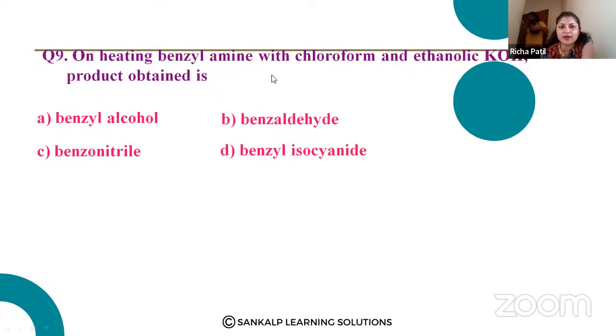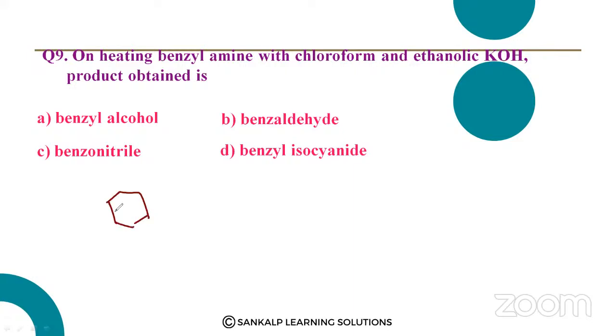On heating benzylamine with chloroform and ethanoic KOH, what is the product obtained? I'll write the reaction. Benzylamine is C6H5CH2NH2, right? So this is benzylamine. What you're going to do is treat it with CHCl3 plus KOH.